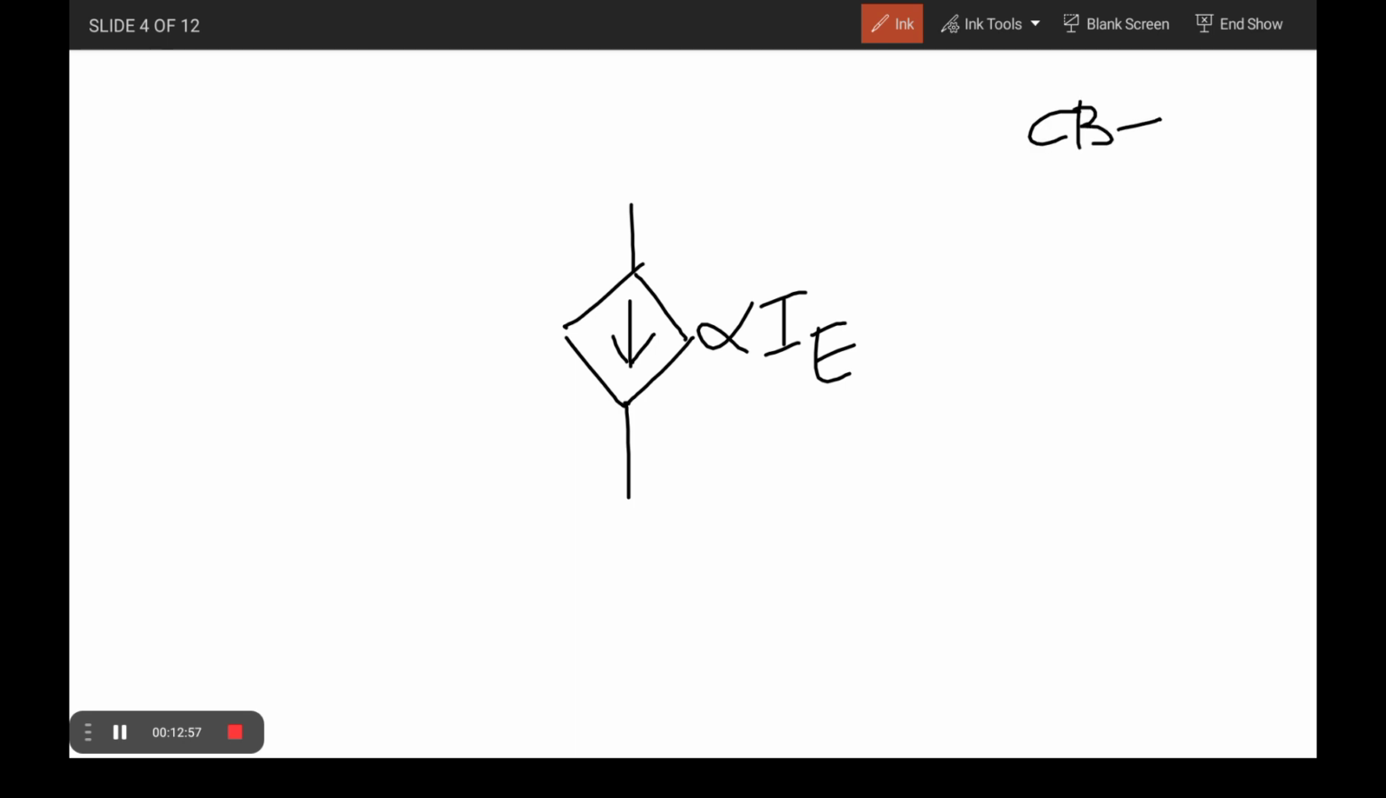In the output side, it behaves as a constant current source. So that's why I can represent it like this: a constant current source. This constant current source is proportional to alpha into IE. Why is it alpha? In the case of the CB configuration, base is common. Therefore, alpha is equal to IC by IE. Okay. Therefore, this is generally the collector current.